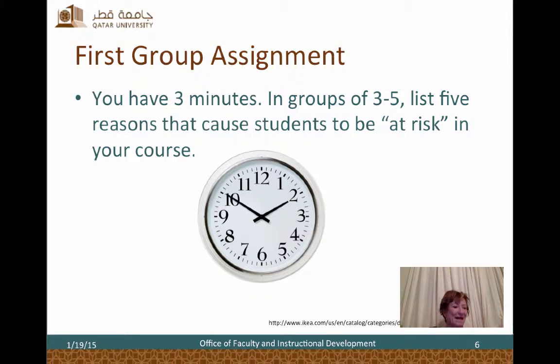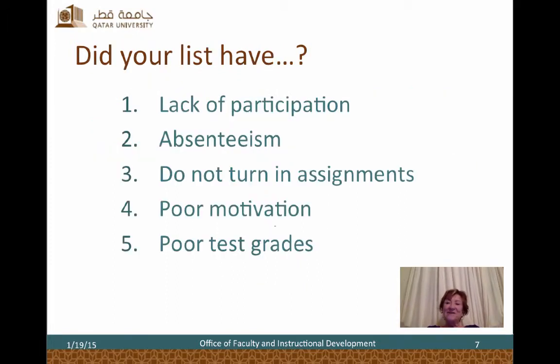Okay, let's come back and talk together and see, does your list look something like this? Usually when I talk to people about at-risk students, these are the five things they come up with. Students are at risk in my class because they don't participate, because they're absent, they don't turn in assignments or turn them in late, they have poor motivation, and they have poor test grades. Maybe you have some of those on your list.